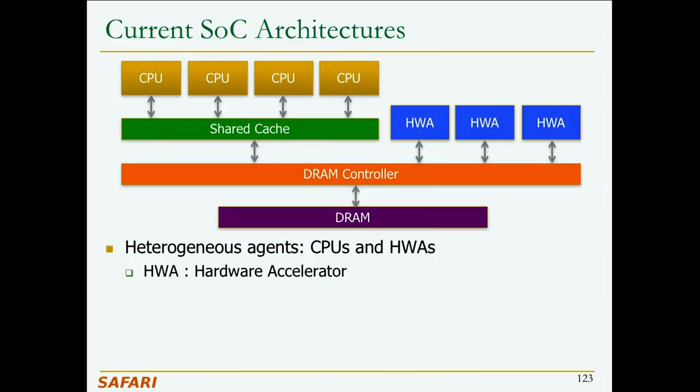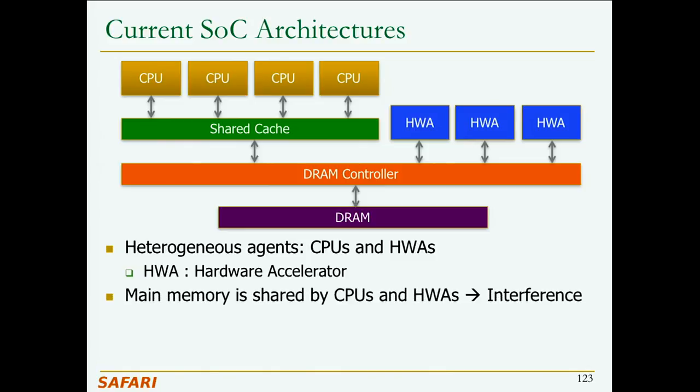Okay, so in modern systems, actually, you have many hardware accelerators. It could be a video encoding engine, for example. It could be a GPU. I don't know, it could be a machine learning accelerator. It could be many things today. And this is going to increase. It's not going to reduce going forward. And the main memory is shared between CPUs and hardware accelerators, so you have interference. And these all have different requirements. A video decoding and encoding engine has different requirements from an image processing engine, which has different requirements from a machine learning inference engine, right?